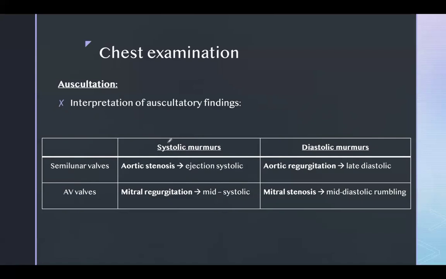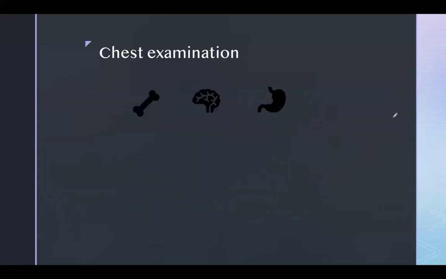Usually the systolic murmurs are either stenosis of a semilunar valve or regurgitation of an AV valve. So this is how I would like you to connect them together. Any systolic murmur is usually either regurgitation of an AV valve or stenosis of a semilunar valve. So aortic stenosis usually gives you an ejection systolic murmur, while mitral regurgitation gives you a mid-systolic one. In contrast, diastolic murmurs are usually semilunar regurgitation or AV valve stenosis. So in mitral stenosis, you would get a mid-diastolic rumble, and in aortic regurgitation, you would get a late diastolic murmur. So you can divide them into diastolic and systolic and differentiate them accordingly.